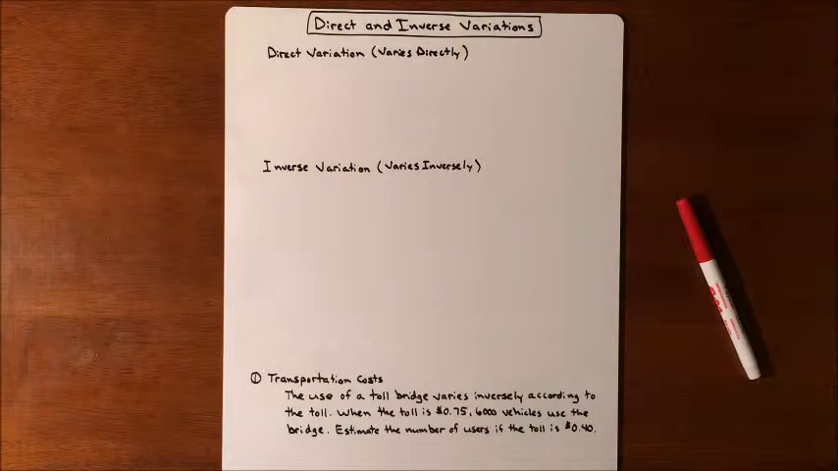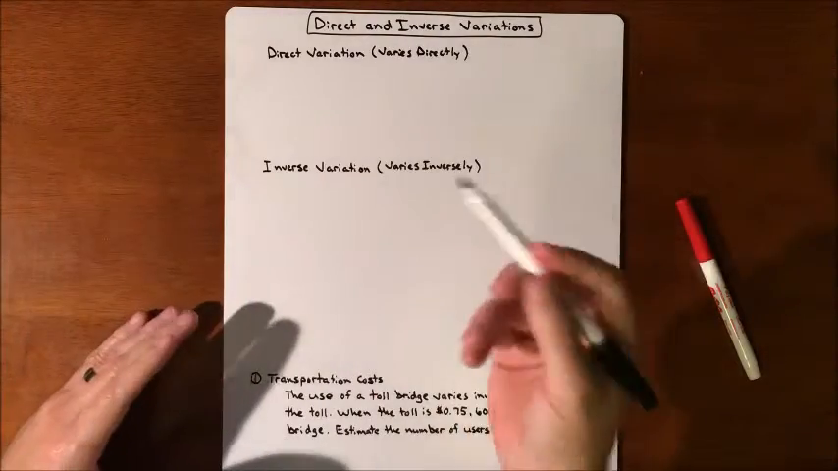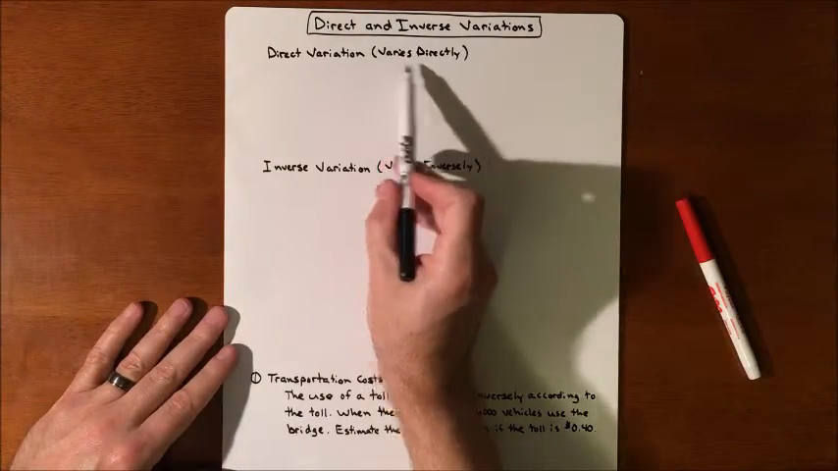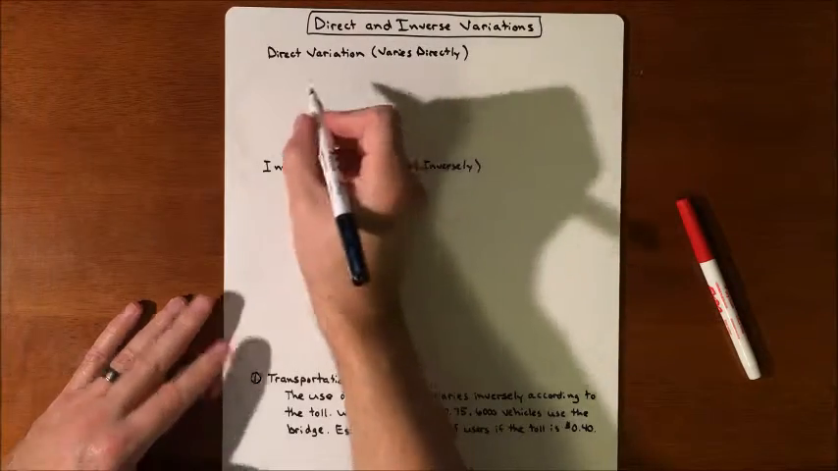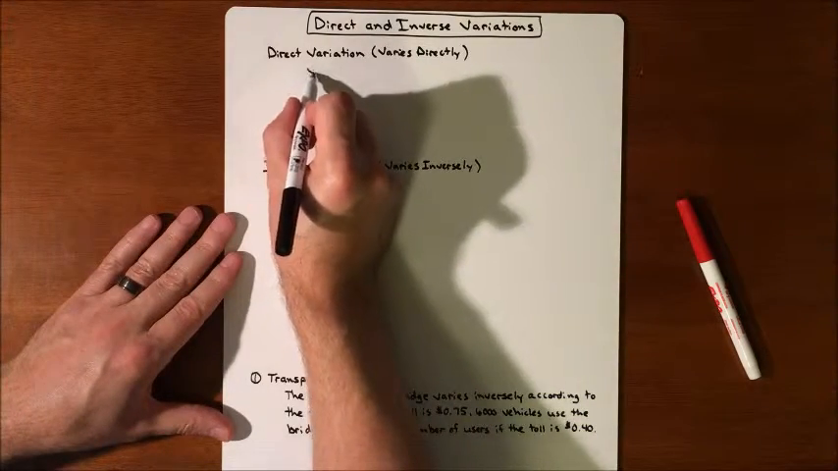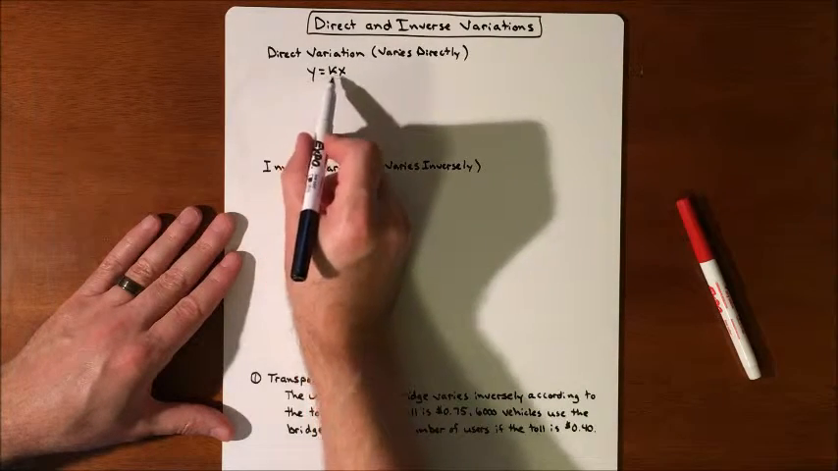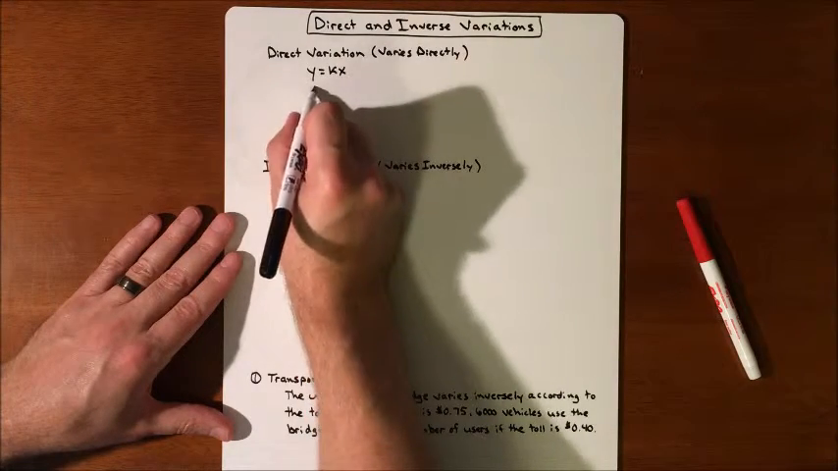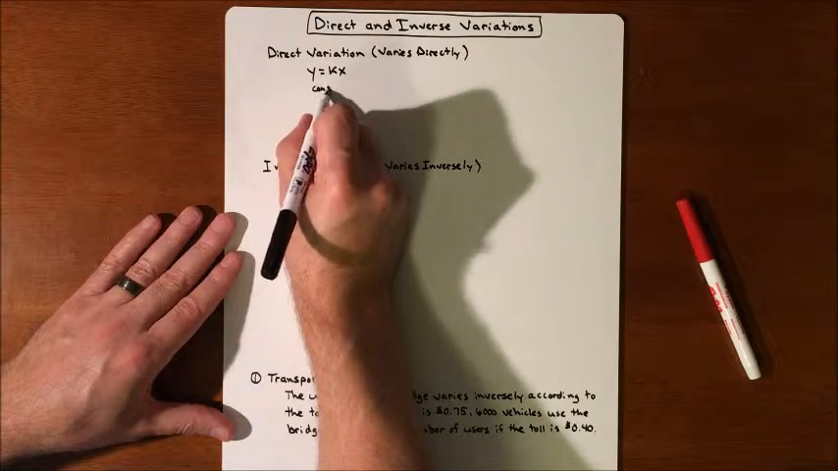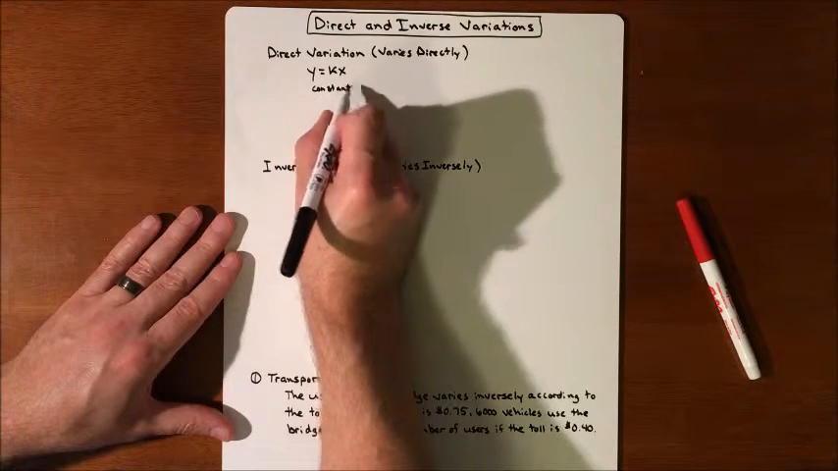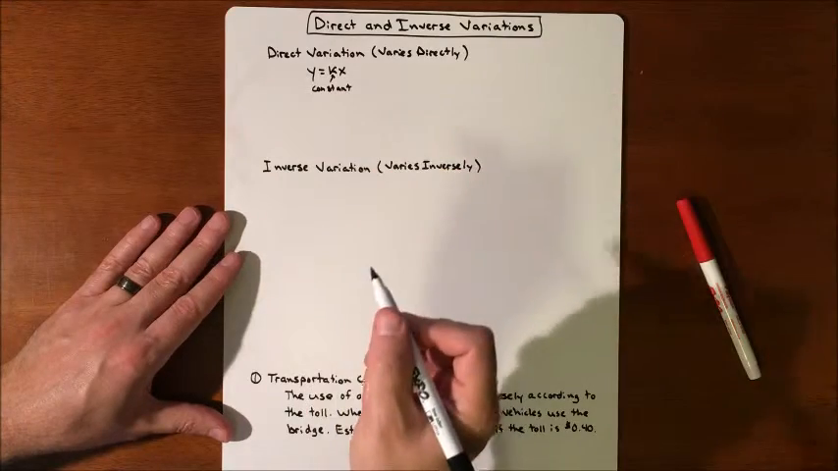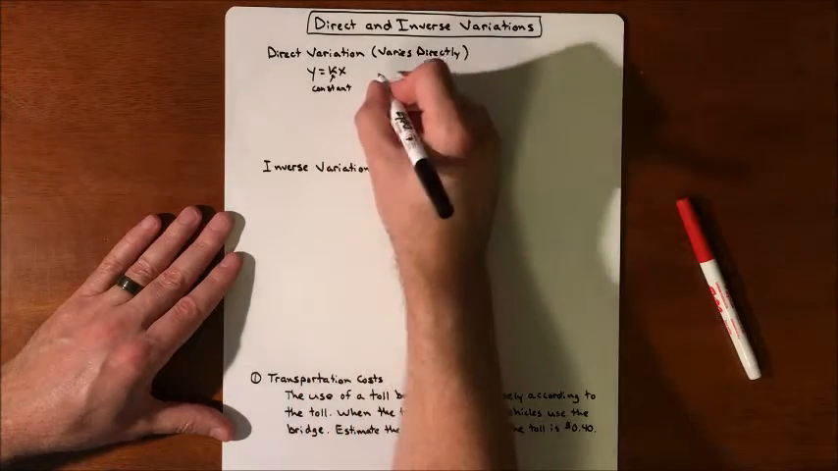In this lesson, we're going to discuss direct and inverse variations. So a direct variation, verbally you'll hear it spoken as something that varies directly. There's a specific equation for it, and it looks like this: y equals some constant times x.